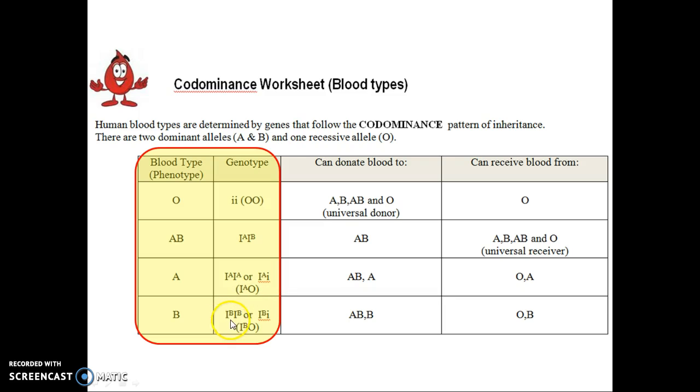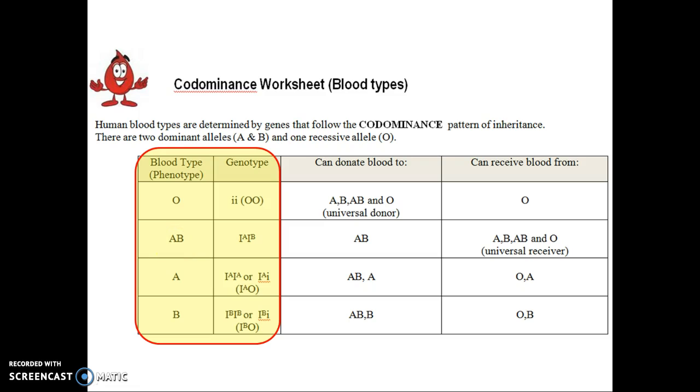Same thing with your type B. You could have the IB allele, you could be homozygous for that, or you could be heterozygous for type B blood, and you could have the capital IB, lowercase i. If you have 2 lowercase i's, that means you have type O blood. Where the codominance comes in is with this type AB. Remember, in codominance, both alleles are dominant, but they don't want to share the spotlight. They both want to be observed. So that's how you get type AB blood, is both of these alleles are expressed, so you get both of these factors in your blood.